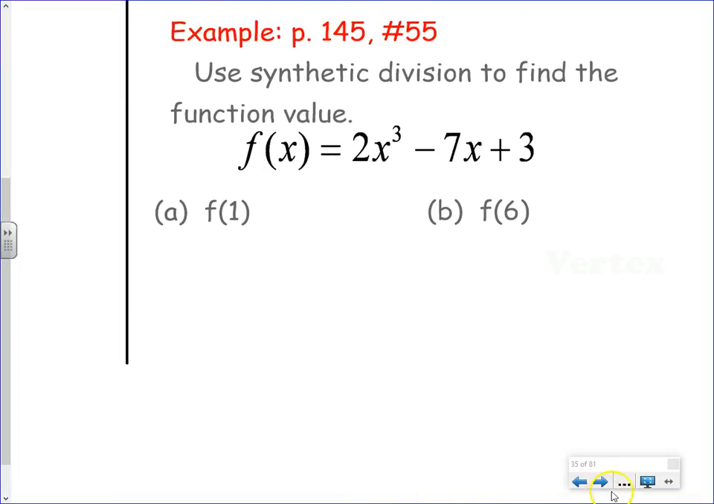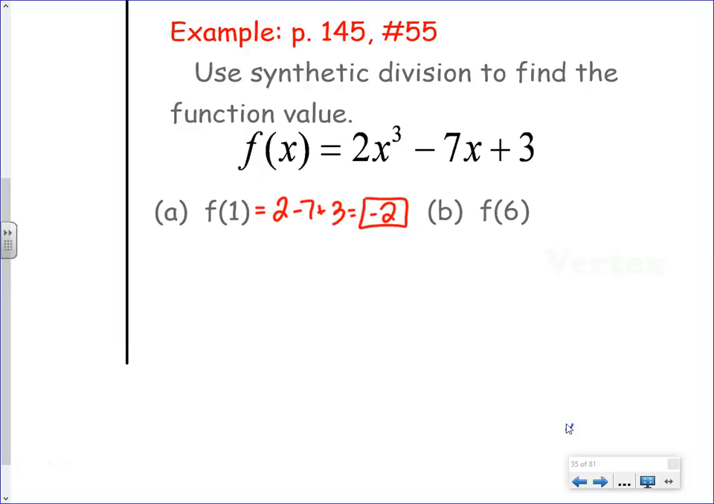So as we come down here, use synthetic division to find the function value. You could just plug in, right? f of 1, no big deal. For some of you, maybe still a big deal. But for most of you, plugging in 1, 2 times 1 cubed, that's mental math, right? 2. Minus 7 times 1, that's mental math. 2 plus 3 is 5, minus 7 is negative 2. I'd rather just plug it in.